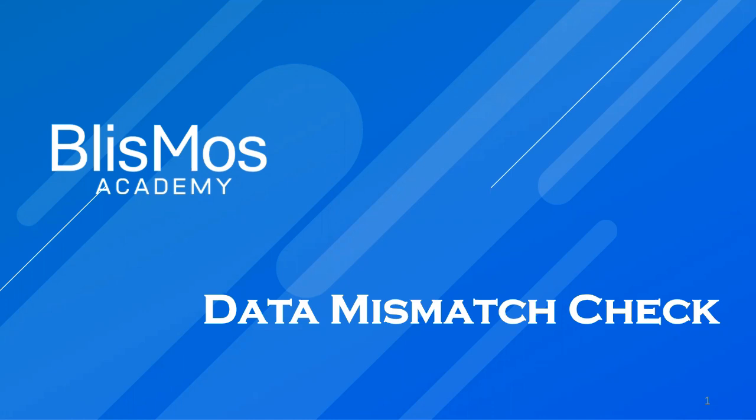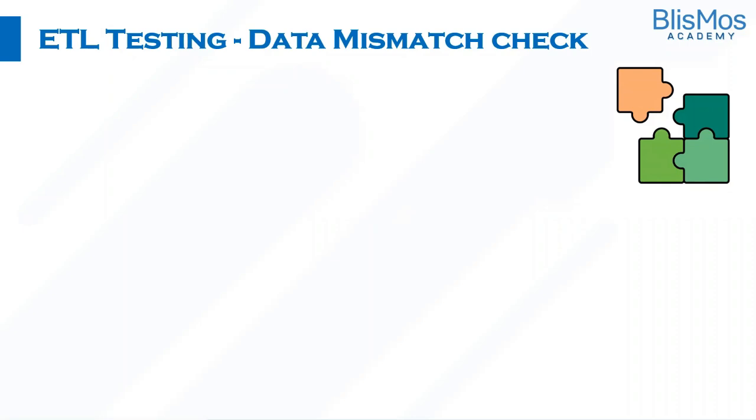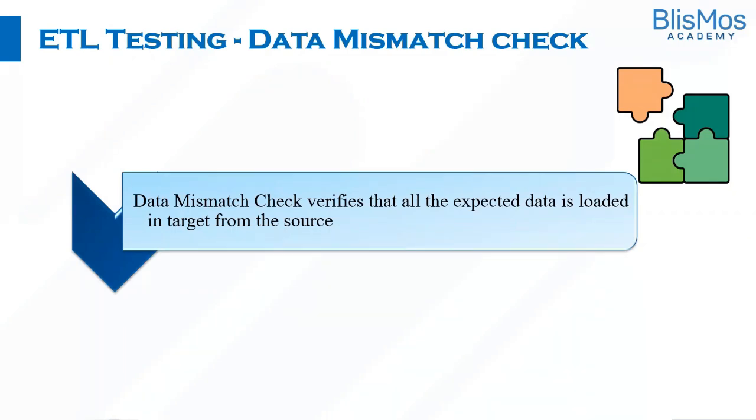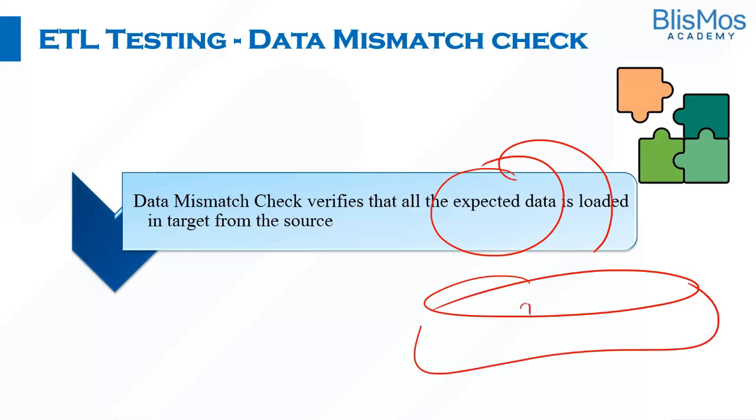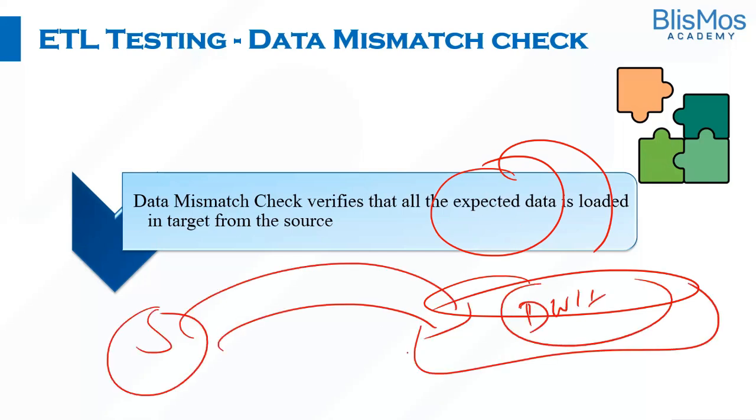As a part of this video, we'll understand what is data mismatch check. By the way, what is data mismatch check and why do we really need to do that? So data mismatch check verifies that all the expected data is loaded into the target, that is data warehouse, from any of the sources. But why do we really need to do that? We have emphasized that in multiple ways in our previous videos.